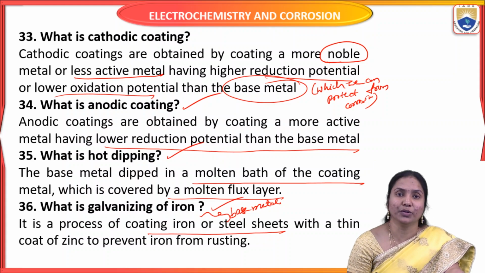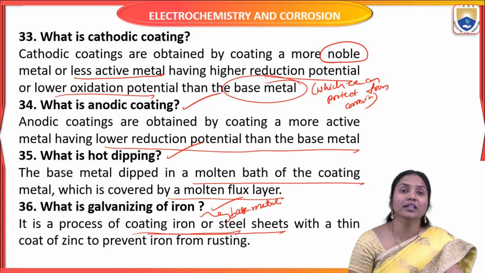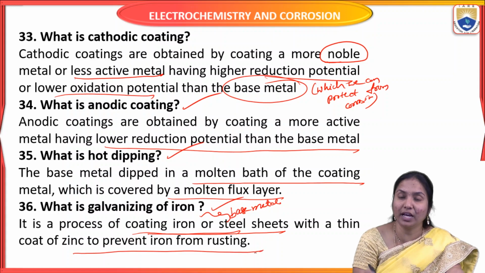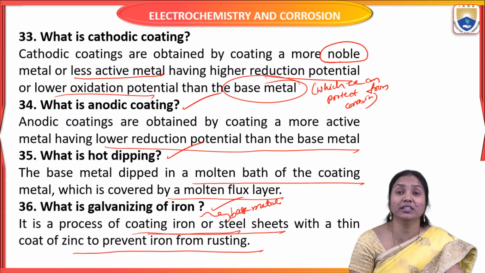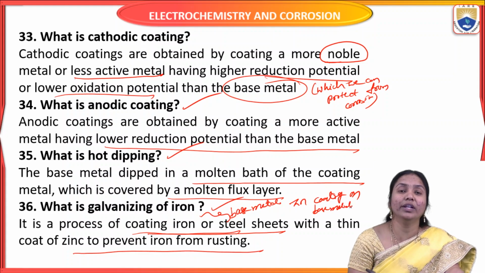So it is a process of coating iron or steel sheets with a thin coat of zinc to prevent iron from rusting. Galvanizing means simply zinc coating on base metal. So zinc coating on base metal is called galvanizing. Here the base metal is iron or steel sheets. When we apply zinc coating on the base metal, that means iron or steel, it protects these metals from corrosion. So this process is called galvanizing.